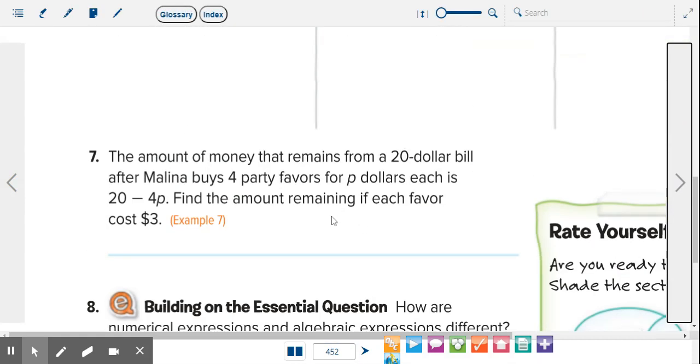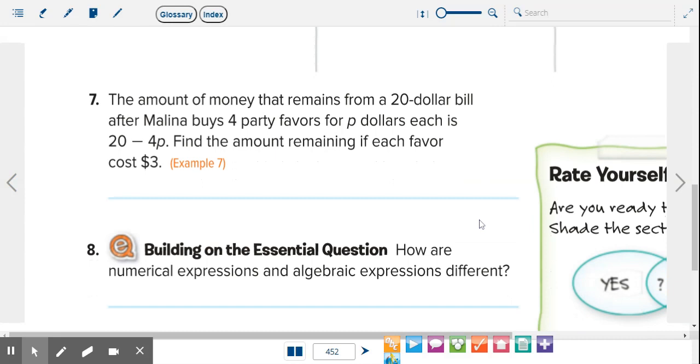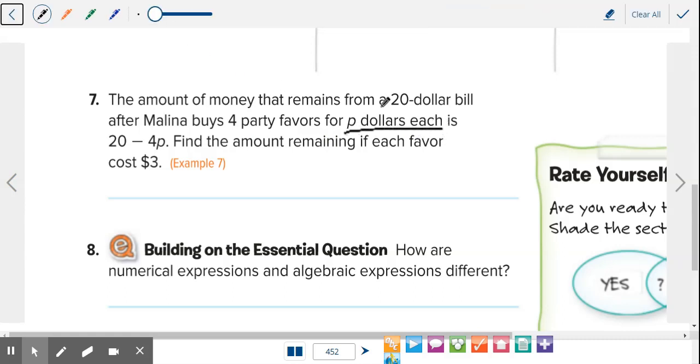So down here on number 7. It says the amount of money that remains from a $20 bill after Melina buys 4 party favors for P dollars each. So right here, P means dollars for the party favors. We don't know how much she spent on each one, but we know she bought 4 of them. They want to know how much money we have left over from a $20 bill.